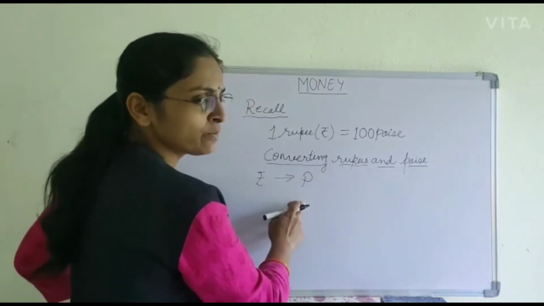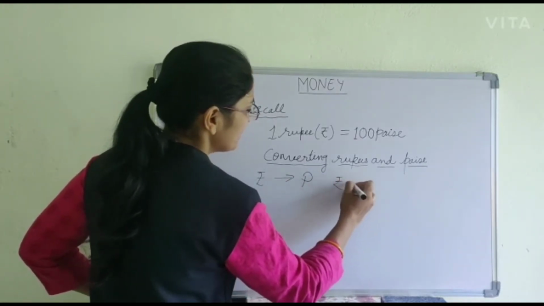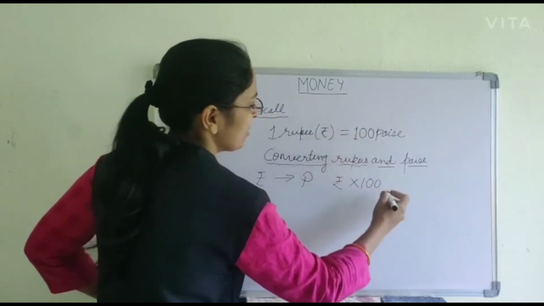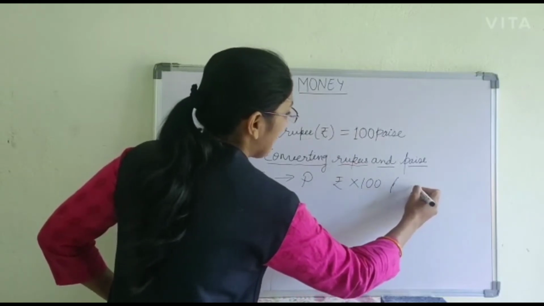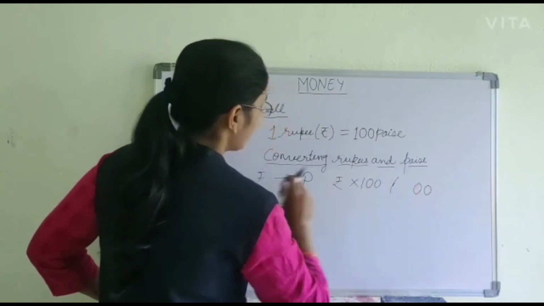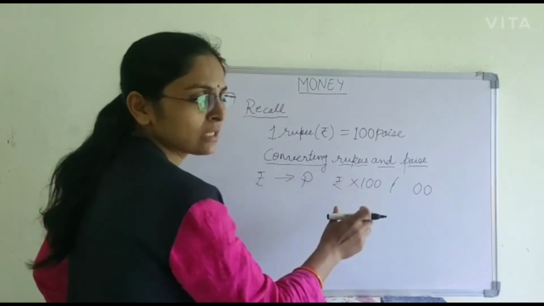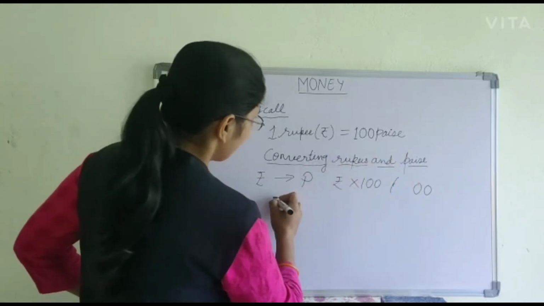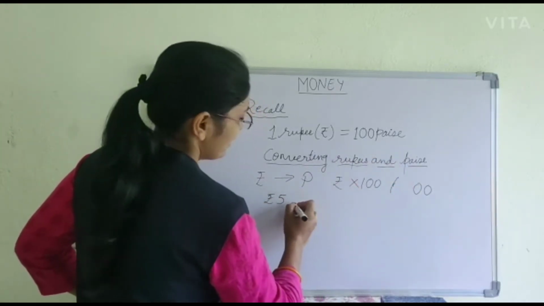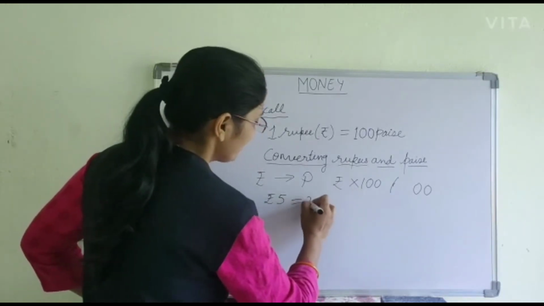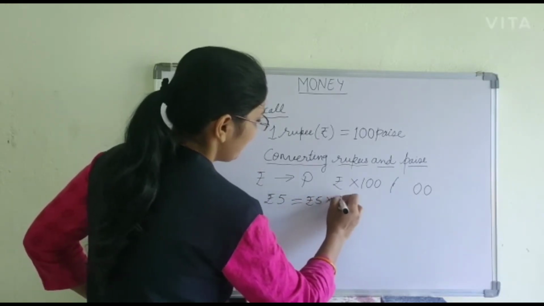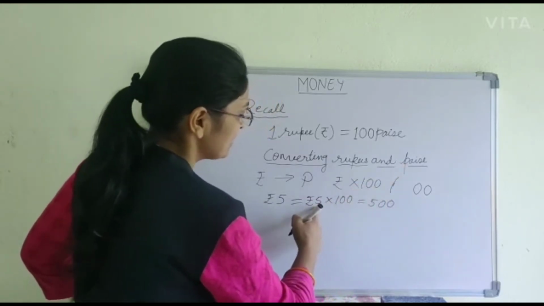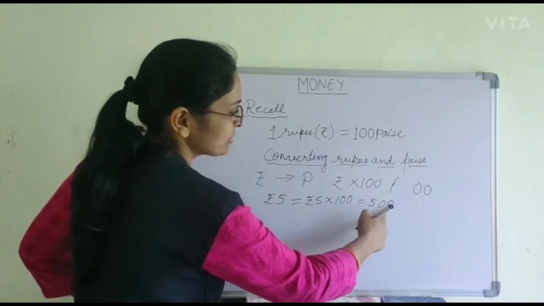To convert rupees to paisa, we multiply the rupees by 100, because 1 rupee is equal to 100 paisa, or simply we add 2 zeros after the amount of rupees. We will get paisa. Take the example rupees 5. You have to convert it into paisa. So what do we do? Rupees 5 multiplied by 100 is 500. Simply, just write the rupees and add 2 zeros at the end.